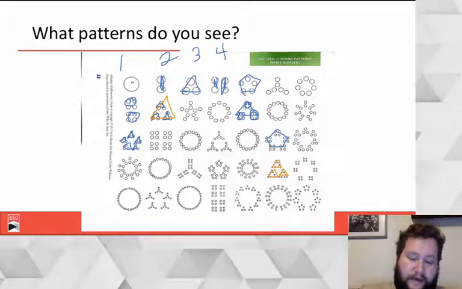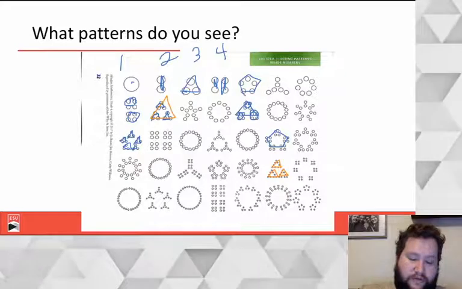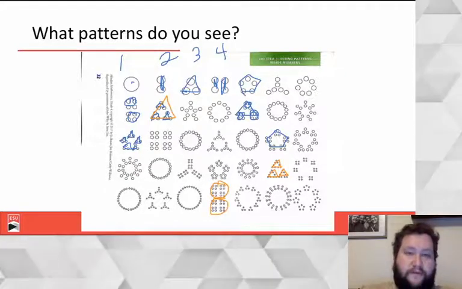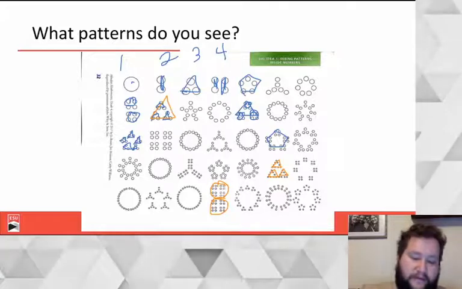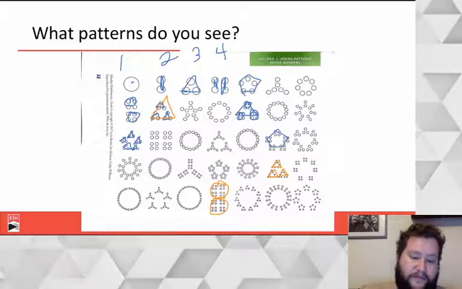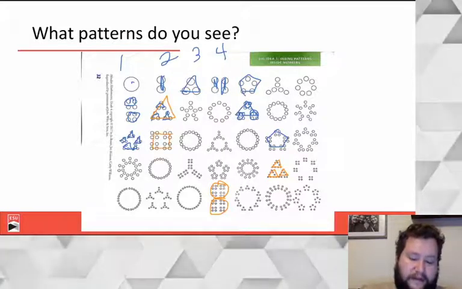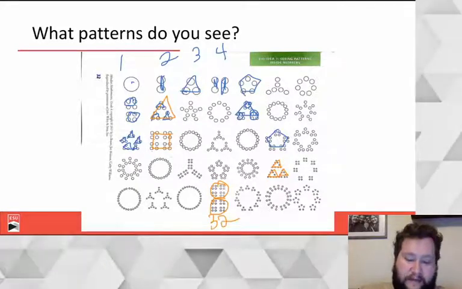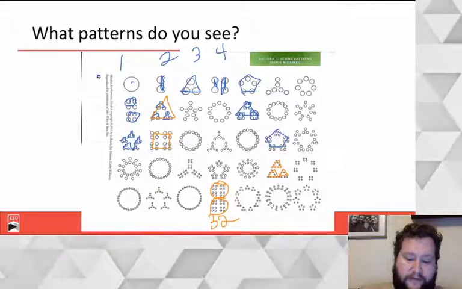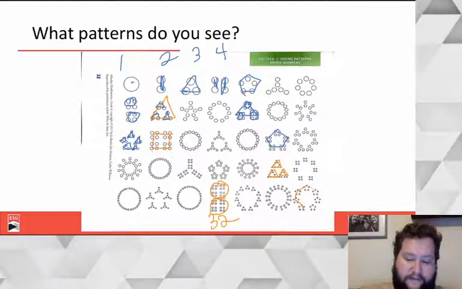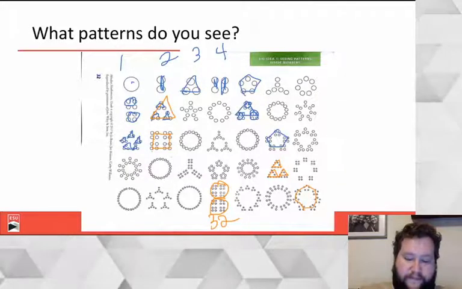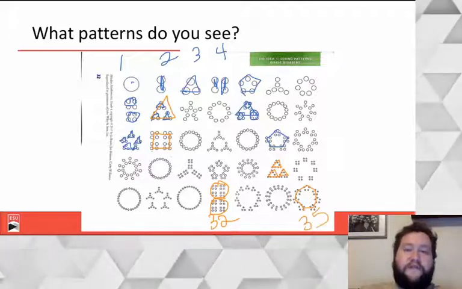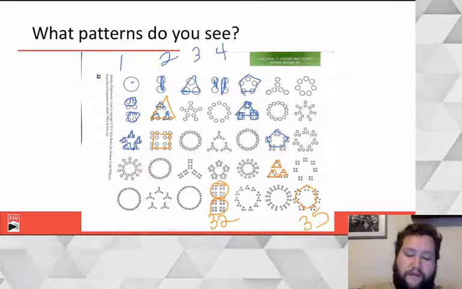Or here we have 2 groups of 2 groups of 2. So that's 2 of this square, which is 4, 8, 12, 16. That means that's 32. And here we have a septagon, 1, 2, 3, 4, 5, 6, 7, times 5 goes all the way up to 35. So this is the numbers 1 through 35.